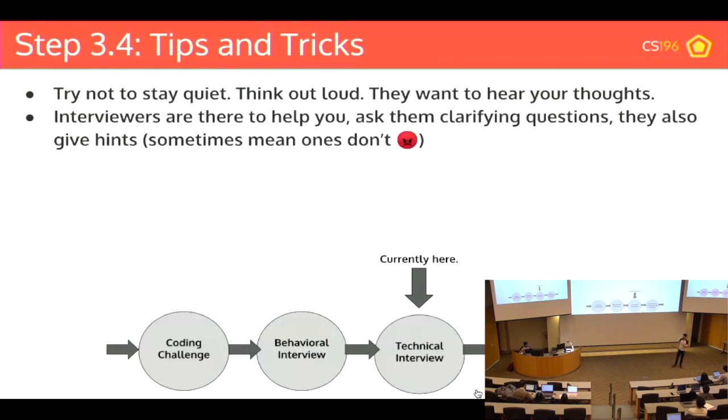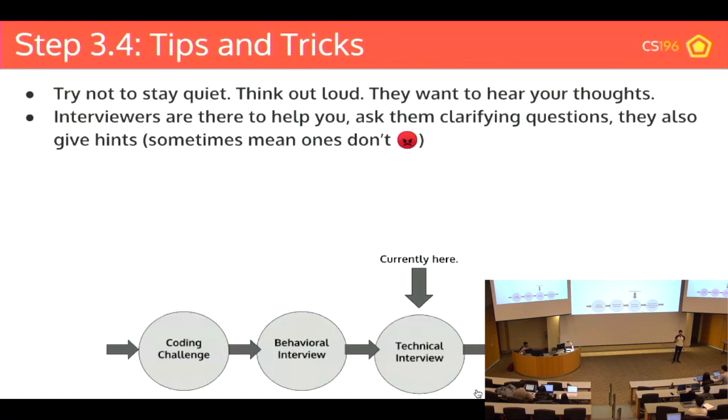The interviewers are there to help you, so ask them clarifying questions. They can maybe even give hints. Don't get me wrong, some interviewers are really mean and won't help you at all, but this is actually the minority. The majority of interviewers are there to see you succeed. They want to help you.